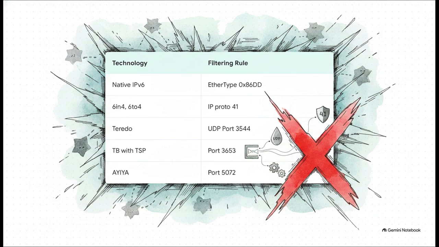You are definitely going to want to memorize this master cheat sheet, which is pulled directly from Appendix A of RFC 7123. We've got our Layer 2 Ether-type block right at the top, our Protocol 41 block for the standard tunnels, and that UDP port block for Teredo. The appendix even includes rules for other obscure tunneling protocols, like using TSP on port 3653 and AEIA on port 5072, both of which are just alternative methods for tunneling IPv6 over IPv4 networks. Enforce these specific rules, and the protocol smugglers are officially out of business.